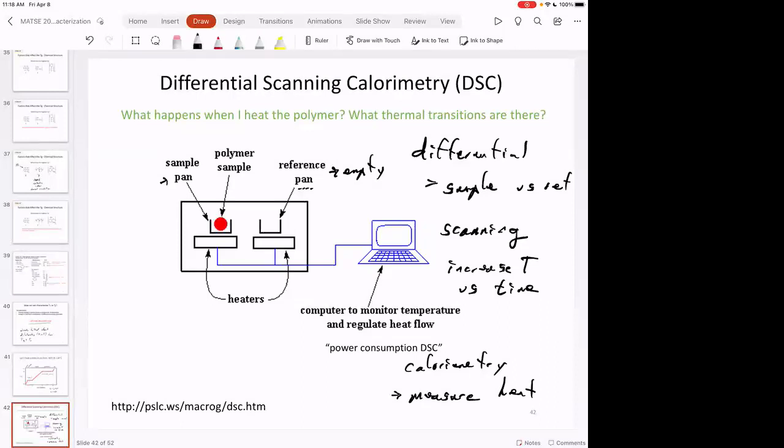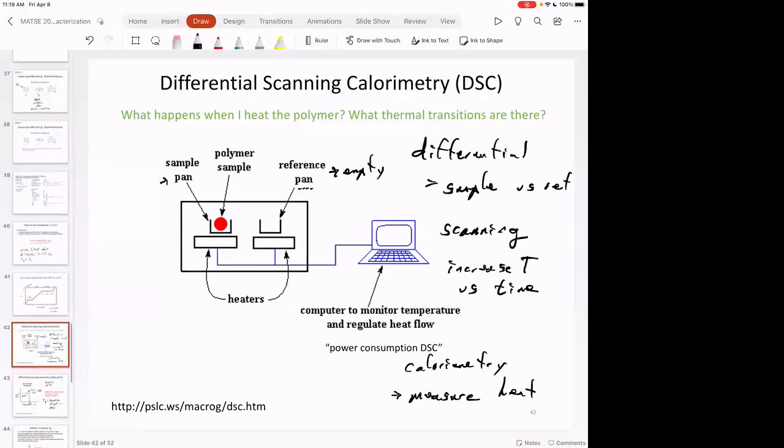All right. So we were talking about another type of thermal characterization, differential scanning calorimetry, and we talked about what differential means, what scanning means, and what calorimetry means. The way that this technique works is it's measuring heat flow. And measuring heat flow tells us whether the process is exothermic, gives off heat, or endothermic, requires heat.